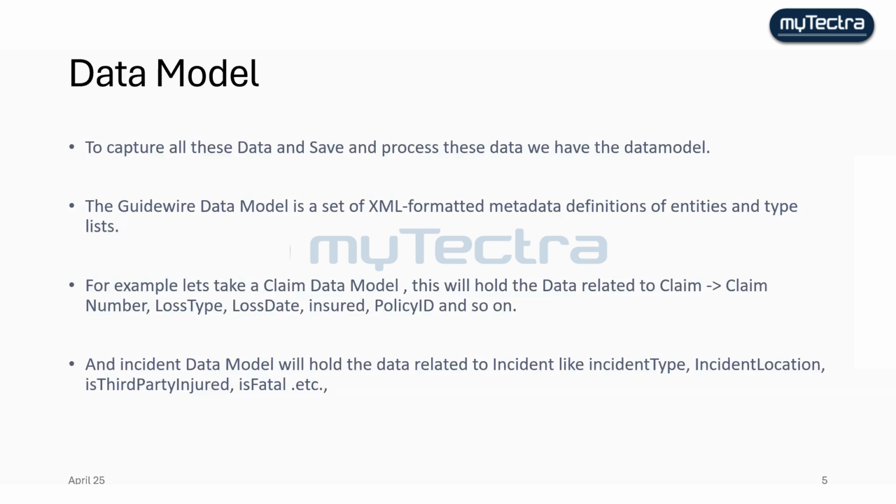Correct. Yeah, claim object. In the claim object, you are not setting the claim number. Claim number will be automatically set. You will be setting the loss description, loss type, LOB, and everything. Everything is getting saved in the backend as data in the database. So this is an ORM mapping data model. Claim object is mapped to the claim table, correct?